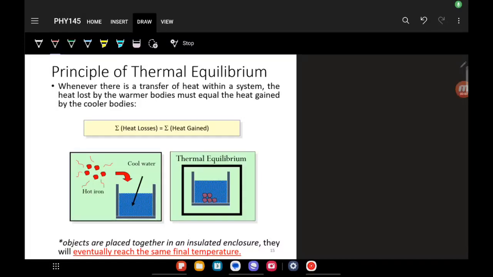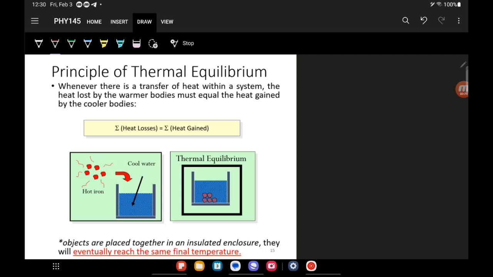Okay, so we already discussed thermal equilibrium. It is when two objects reach a final equivalent temperature. That is the key point when it reaches thermal equilibrium. All of the things within the system that are in contact with each other will eventually acquire only one temperature. The final temperature will be the same. So that is the concept.